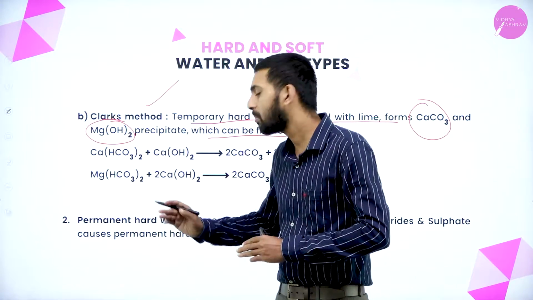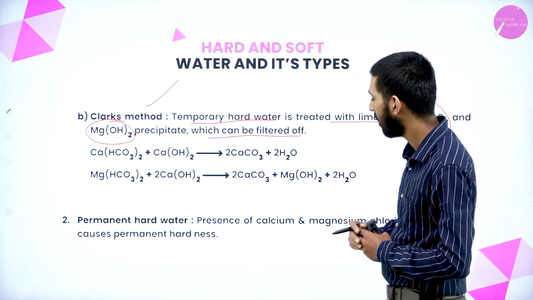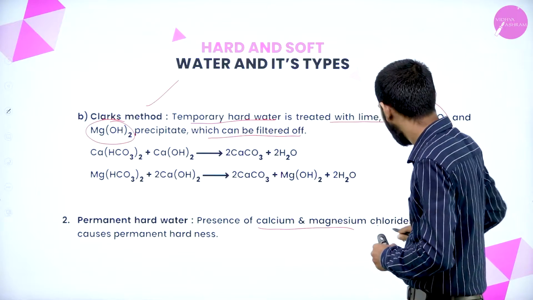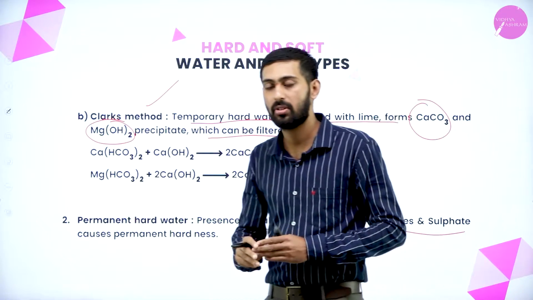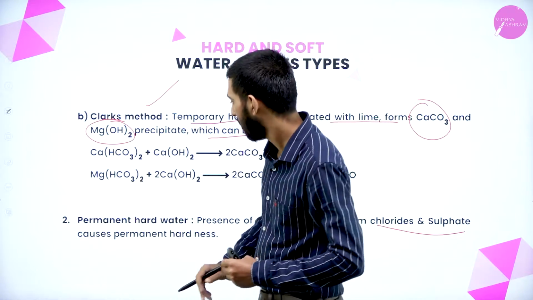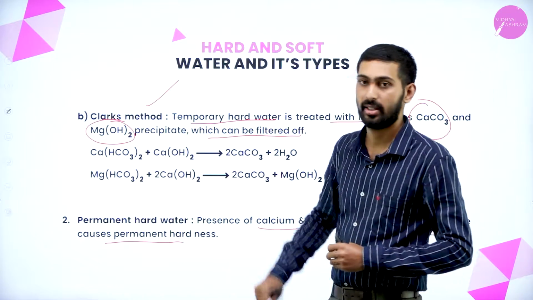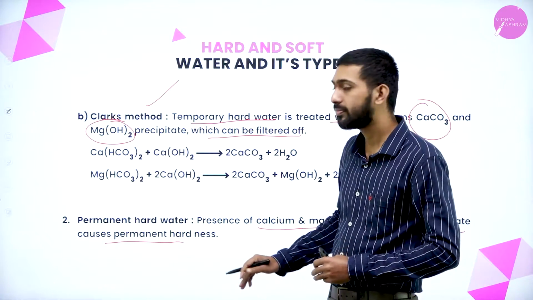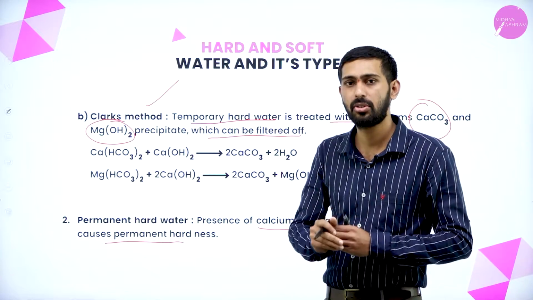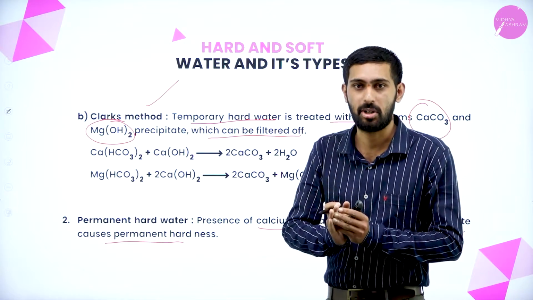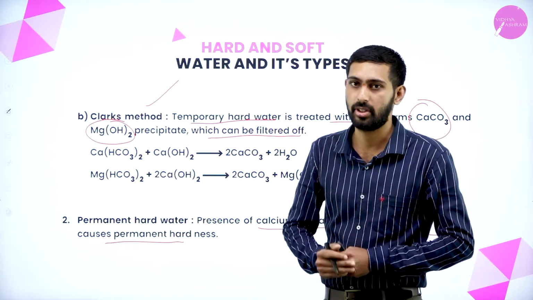Second thing is permanent hardness. Permanent hardness is due to calcium and magnesium chlorides and sulfates: magnesium chloride and calcium chloride. So these are the causes of permanent hardness. Here, permanent hardness is due to the presence of calcium and magnesium chlorides or sulfates. We should know that.